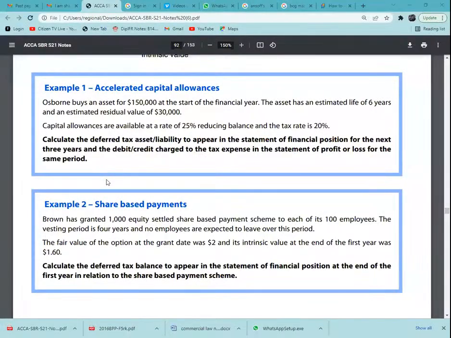Here he has given us a very simple concept. Brown has granted 1,000 equity-settled share-based payments to each of its 100 employees. The vesting period is 4 years and no employees are expected to leave over this period. The fair value of the option at the grant date was $2 and its intrinsic value at the end of the first year was $1.6. We are to calculate the deferred tax balance to appear in the statement of financial position at the end of the first year in relation to the share-based payment scheme.